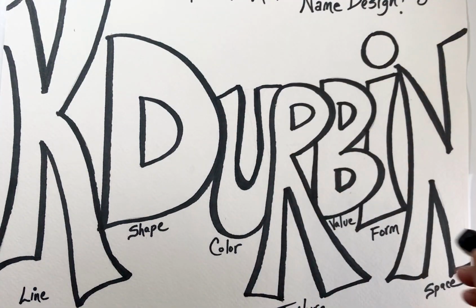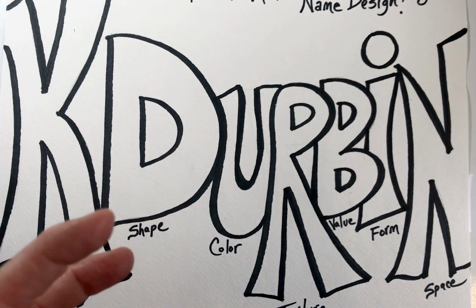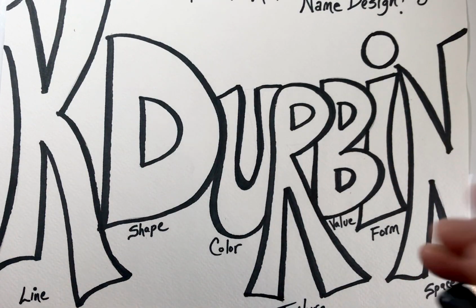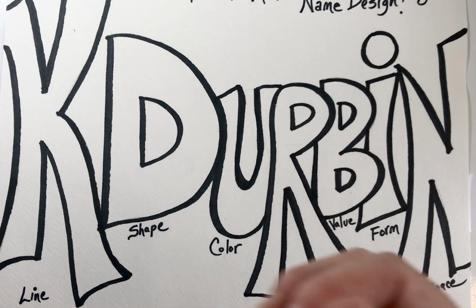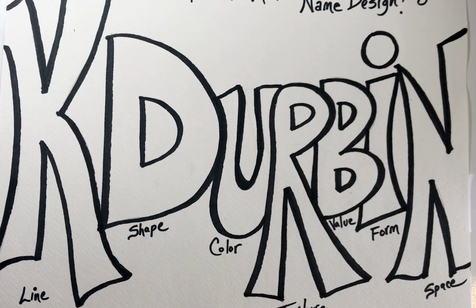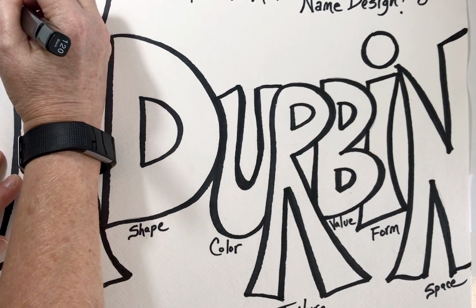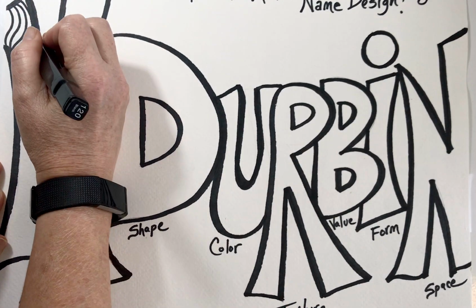And remember, line is a mark made on a surface. It can be implied, it can be actual, it can be vertical, it can be made up. You can just go crazy with line work. So in the K, I'm just going to go up here with my little Sharpie pen, and I am just going to start filling it in with all different types of line.